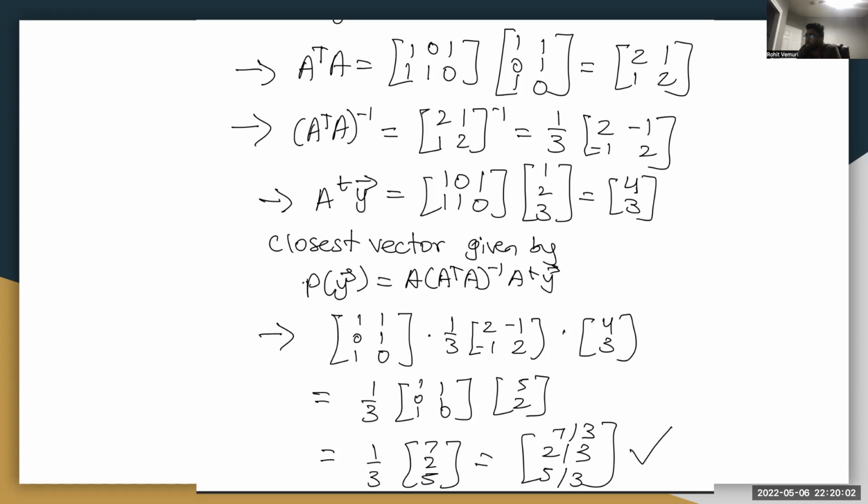Which is just equal to (4, 3). Now we combine all that information into the projection formula. It's (1, 0, 1), (1, 1, 0) times (1, 1, 3) and all of this. In the end, we get 7/3, 2/3, and 5/3.